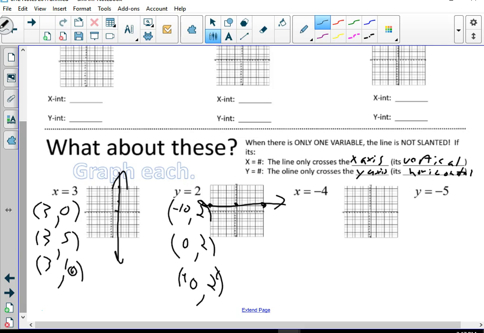Just think. X equals something. X is always that number. So for this one, x equals negative 4. That's going to be a vertical line through negative 4. Like so.